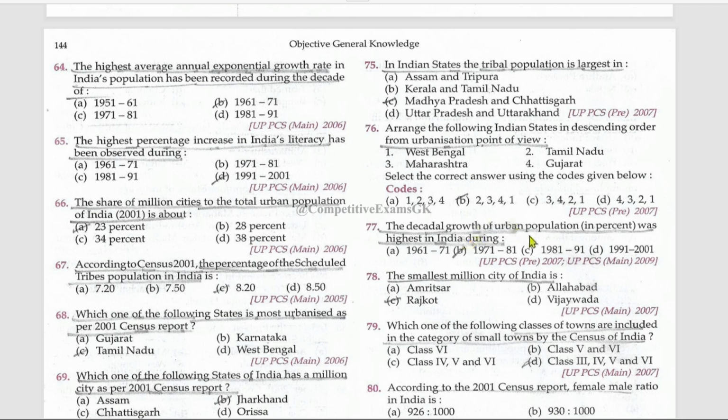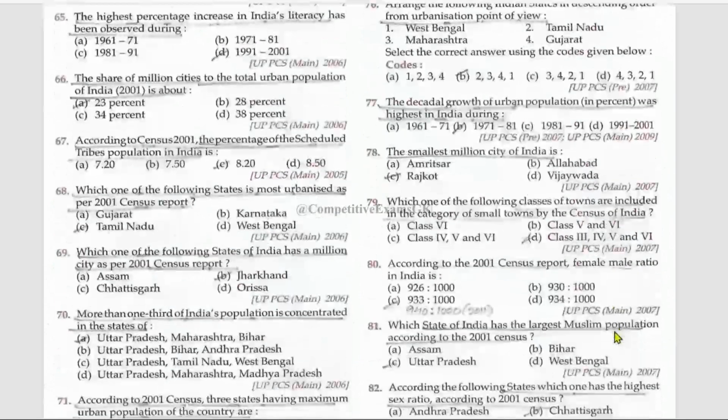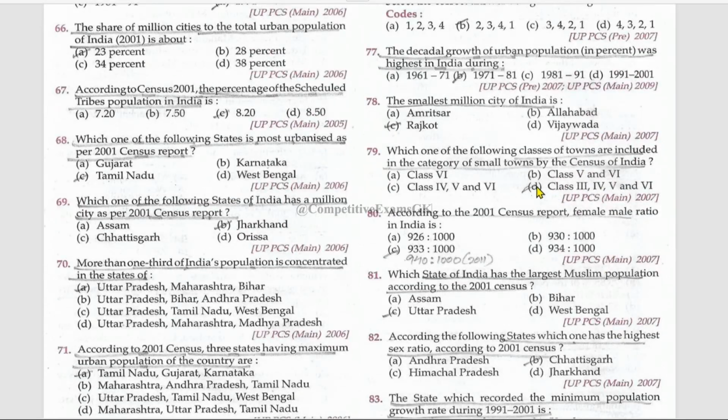The decadal growth of urban population in percentage was highest in India during 1971 to 81. The smallest million city of India is Rajkot, which is located in which state? Mention that in the comments, okay? Which one of the following classes of towns are included in the category of small towns by the Census of India? Class 3, Class 4, Class 5, and Class 6. What are these classes? Mention that in the comments.